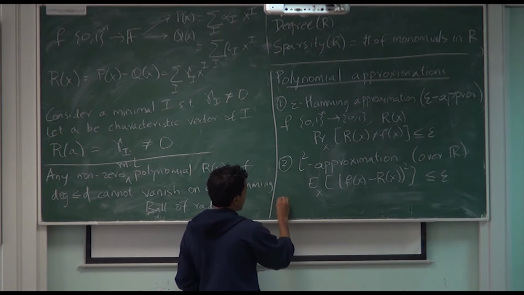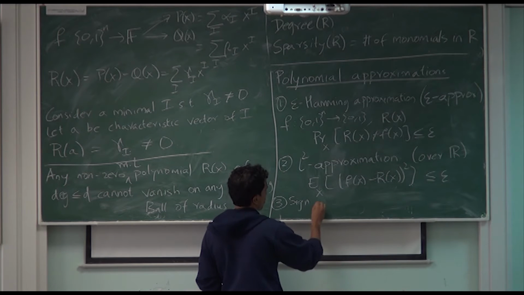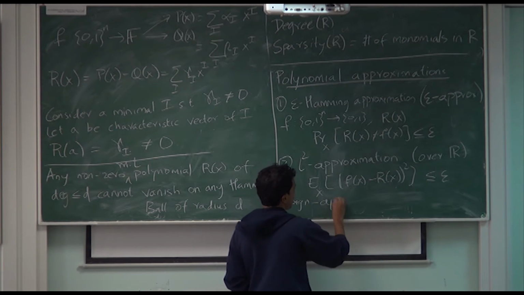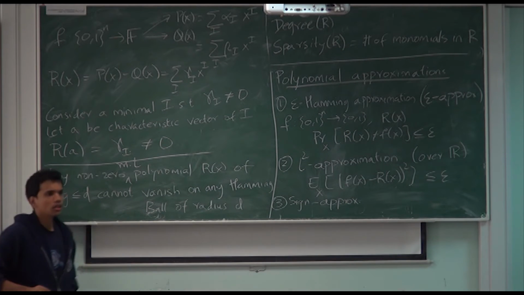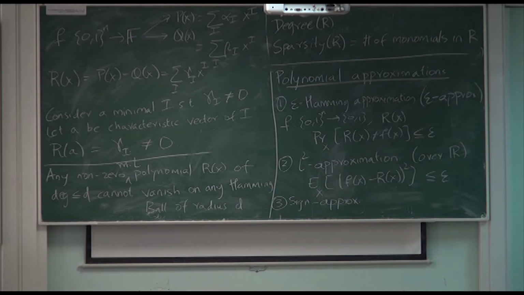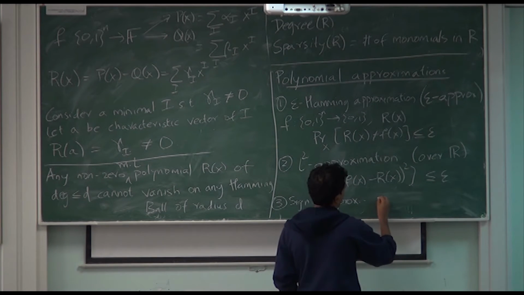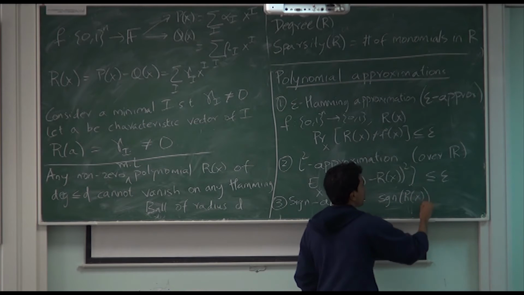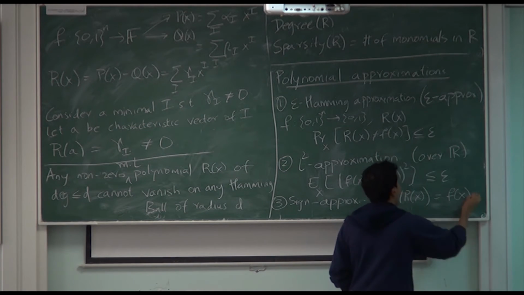So let me also mention one other. This is a very important notion in circuit complexity, but I'm not going to get any time to go into it. A notion of a sign approximation. So a polynomial sign represents a Boolean function f if here I just require the sign of R of x to be equal to f of x.